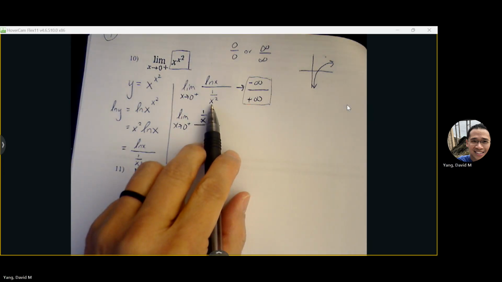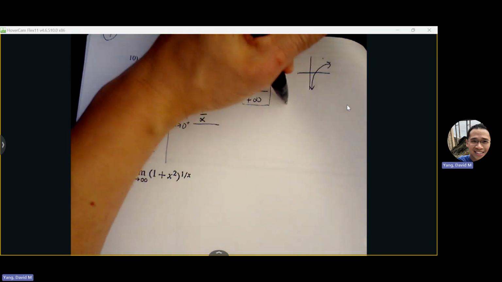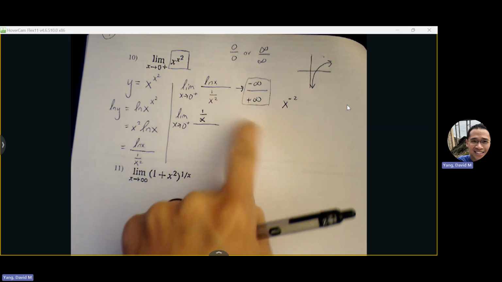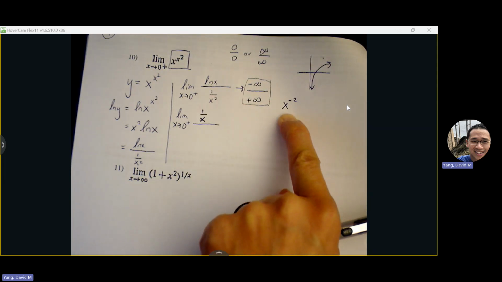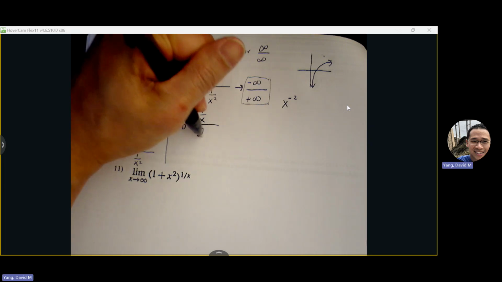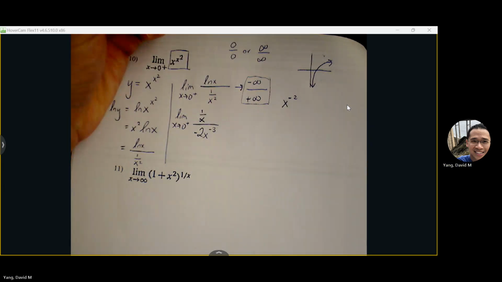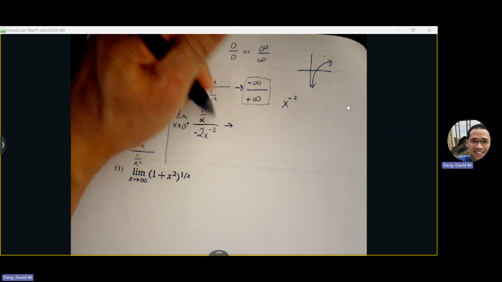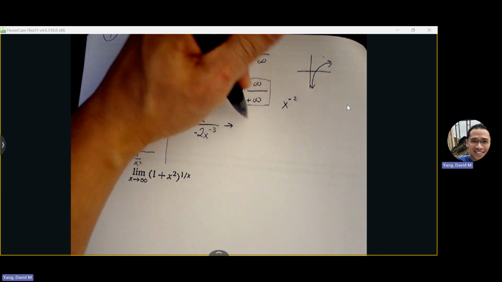1 over x squared is really x to the negative 2. We can go through the quotient rule, but I think it's easier to just rewrite it and go through the power rule instead. So the derivative of x to the negative 2 is negative 2x to the negative 3. I do want to evaluate at 0, but let me clean this up a bit. I think it's easier if we evaluate after we clean this up.